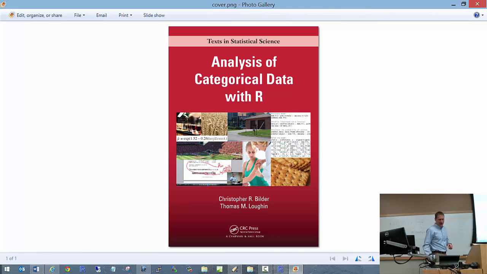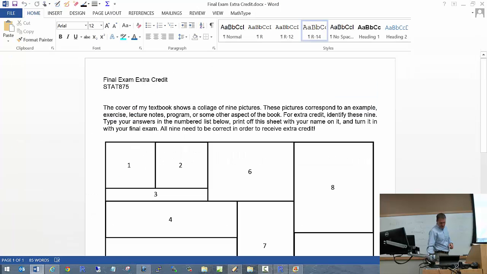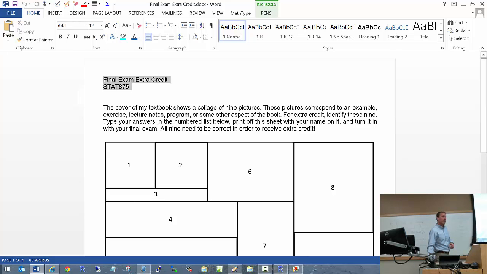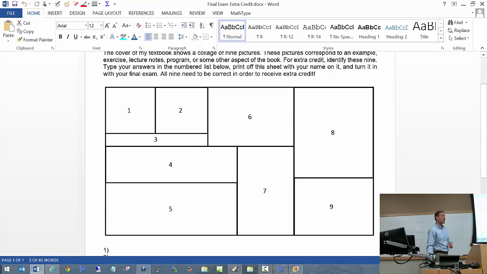What you can see there is that there are essentially 9 different pictures. Here's the actual thing that you can download from my website for the extra credit. There are 9 pictures, and there's a little diagram showing the pictures. For extra credit, I want you to identify what example, what program, what set of lecture notes all 9 of these correspond to. Okay?